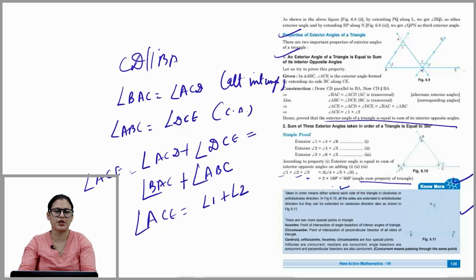There are 2 more special points in a triangle. Incenter: point of intersection of angle bisectors of interior angles of a triangle. Next is circumcenter: point of intersection of perpendicular bisectors of all sides of a triangle. Centroid, orthocenter, incenter, circumcenter are 4 special points. Altitudes are concurrent, medians are concurrent, angle bisectors are concurrent, and perpendicular bisectors are also concurrent. Concurrent means passing through the same point.